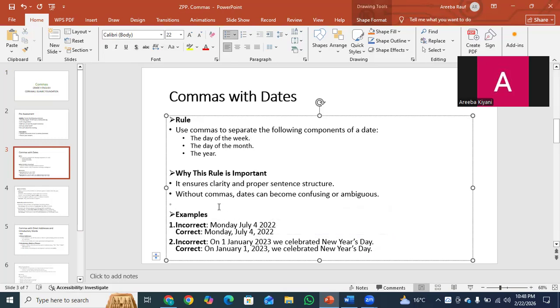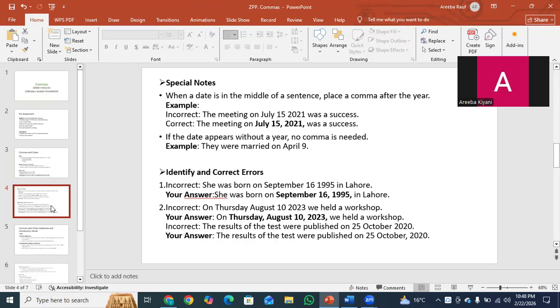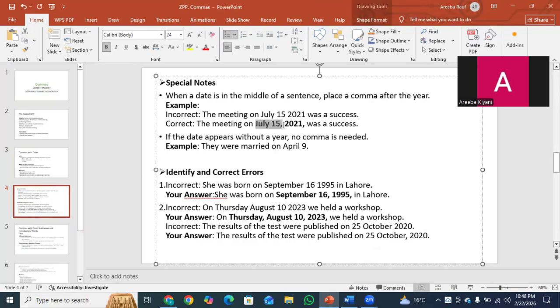Why are commas important? Because they ensure clarity and proper sentence structure. Without commas, dates can become confusing or ambiguous. Okay, let's move towards the next slide. Okay, as I have told you, if the date is in the middle of the sentence, we add a comma after the year. For example: The meeting on July 15, 2022 was a success. The correct version of this is: The meeting on July 15, 2022, was a success. This is because when a date is in the middle of the sentence, we place a comma after the year.